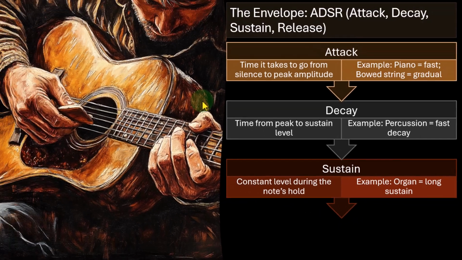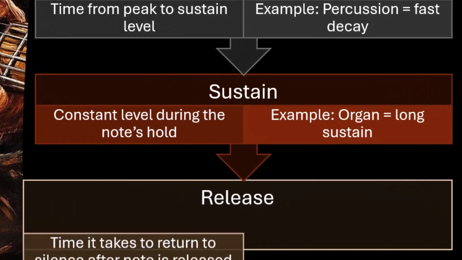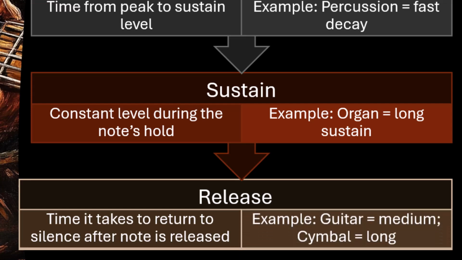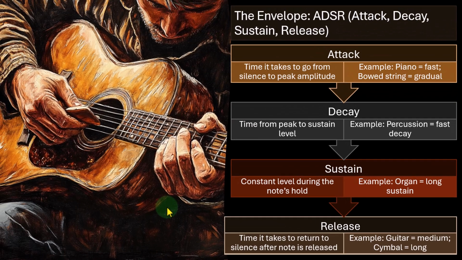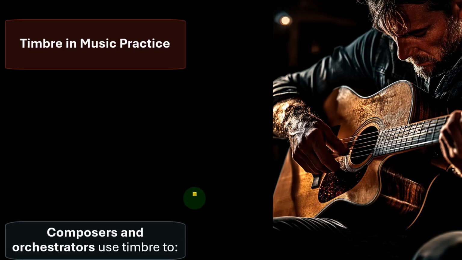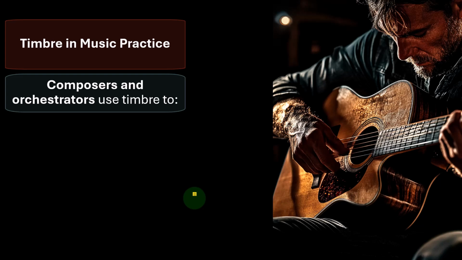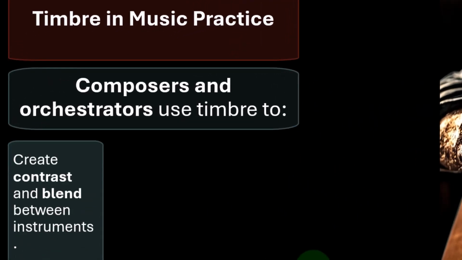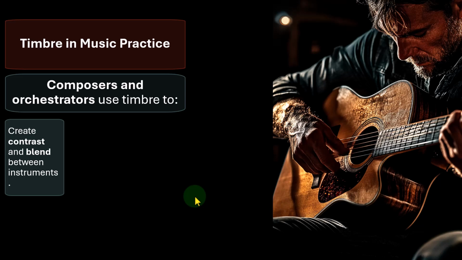The organ has a long sustain, for example. And then the release, the time it takes to return to silence after the note is released. So after the note's released, how long does it take to go back to silence? For example, the guitar is medium, the cymbal is long. Timbre in music practice: composers and orchestrators use timbre to create contrast and blend between instruments. Now, again, the classical idea of music theory, what are you going to do with timbre?